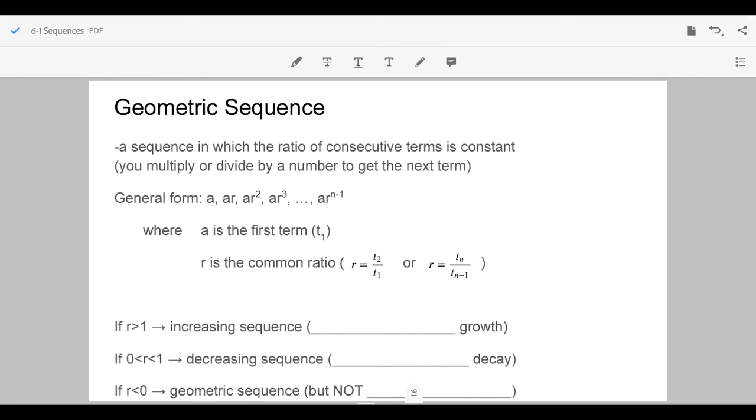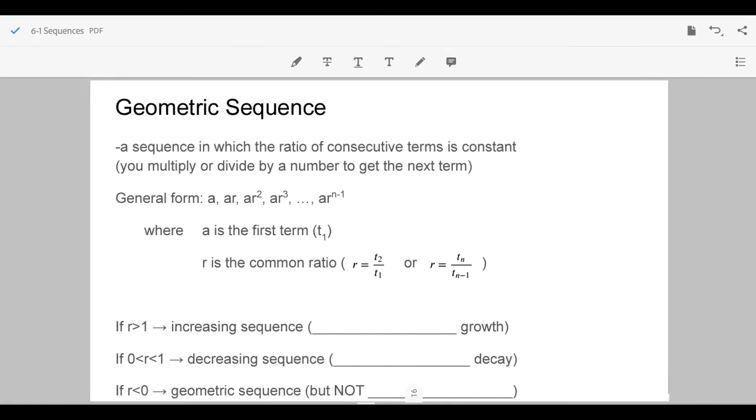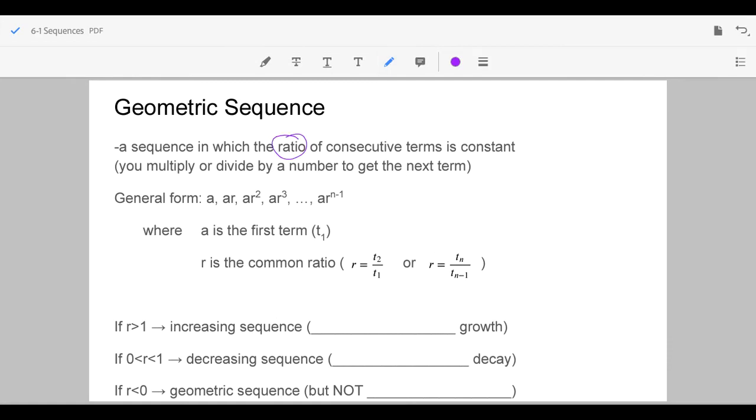Unlike arithmetic ones, they don't have a common difference, but they have a ratio that is constant, so a common ratio. So you either multiply or divide to get to the next term. We haven't done the exponential part of this course yet. We're going to get to that after the Christmas holidays, but this stuff will start to look a little more familiar once we get to that, because these are exponential equations most of the time, not always.